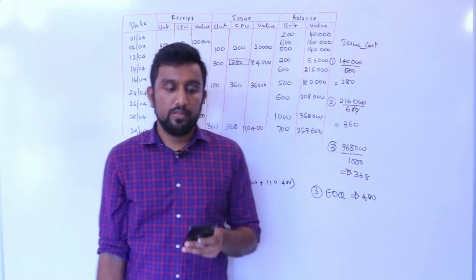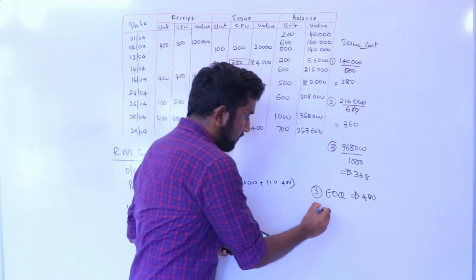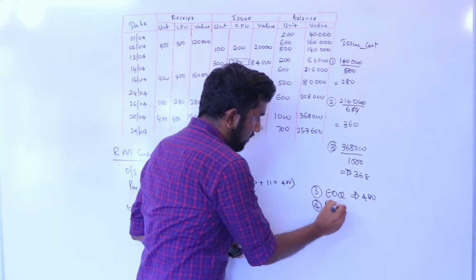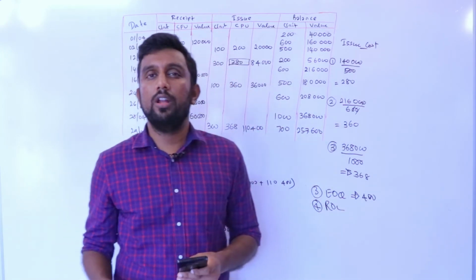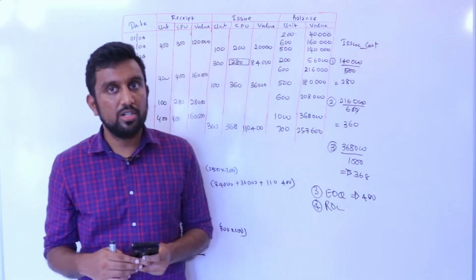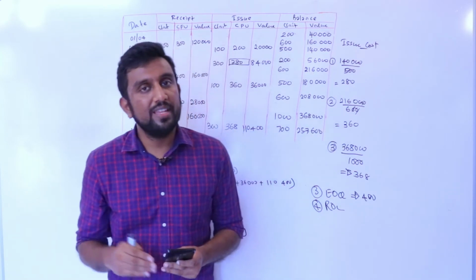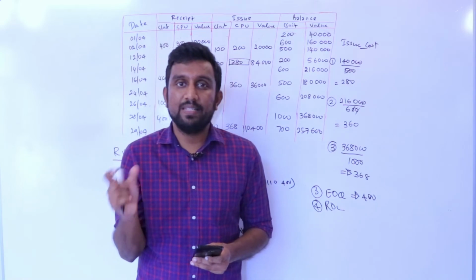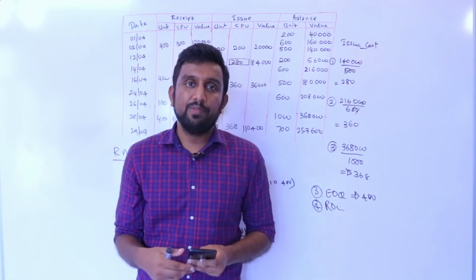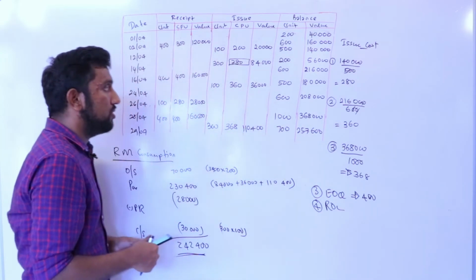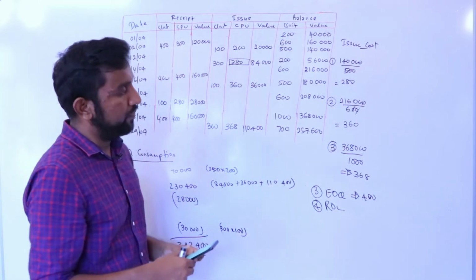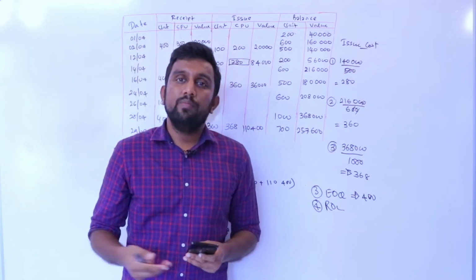The fourth question is reorder level. So what does reorder level mean? Generally, how do we find reorder level? It is maximum consumption into maximum lead time. In this question, they didn't say anything about maximum lead time, and maximum consumption is also not given in the question. So what does reorder level mean?